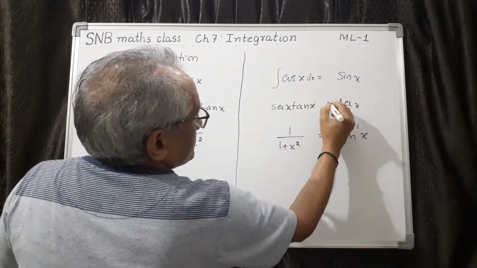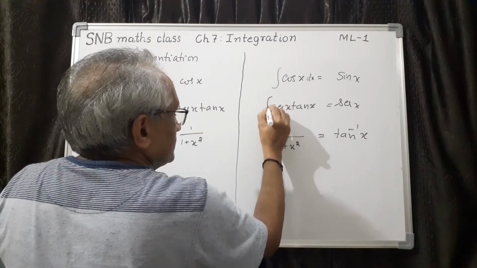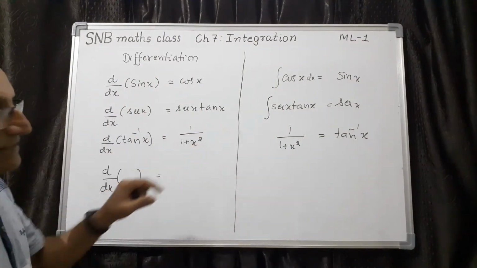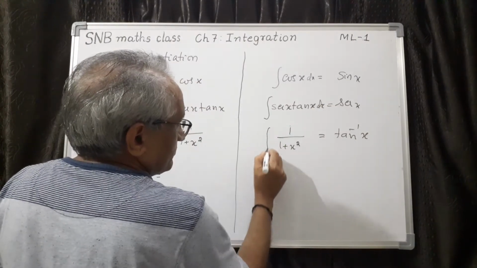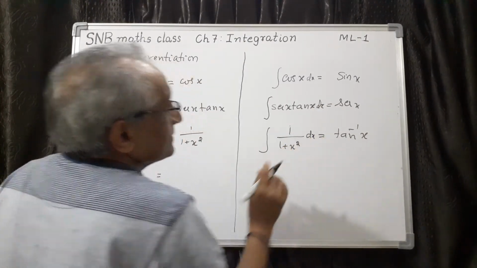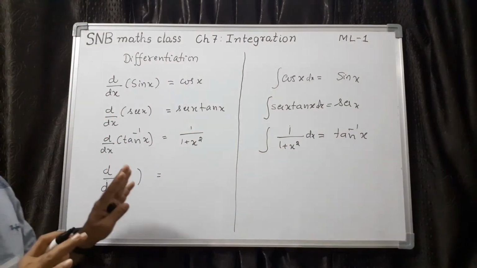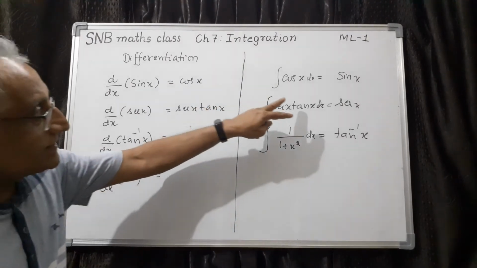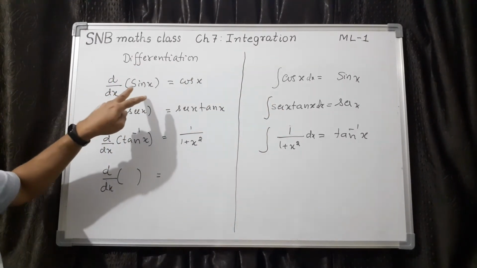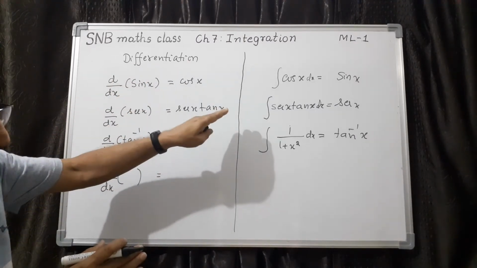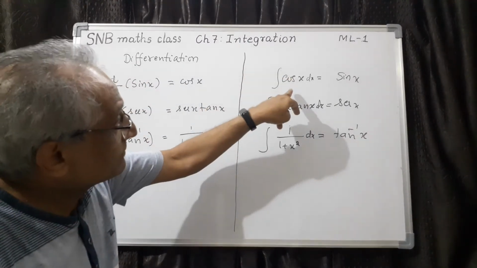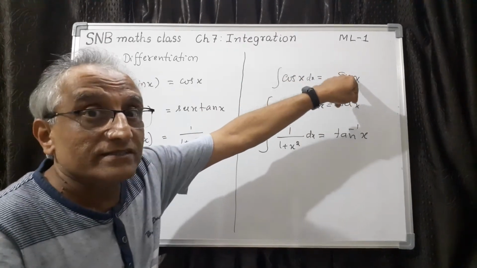This is the symbol of integration, then dx. This is the meaning of integration. It is the reverse process of differentiation. When you differentiate a function, you get another function. Now when you integrate that function, you should get back the original function.